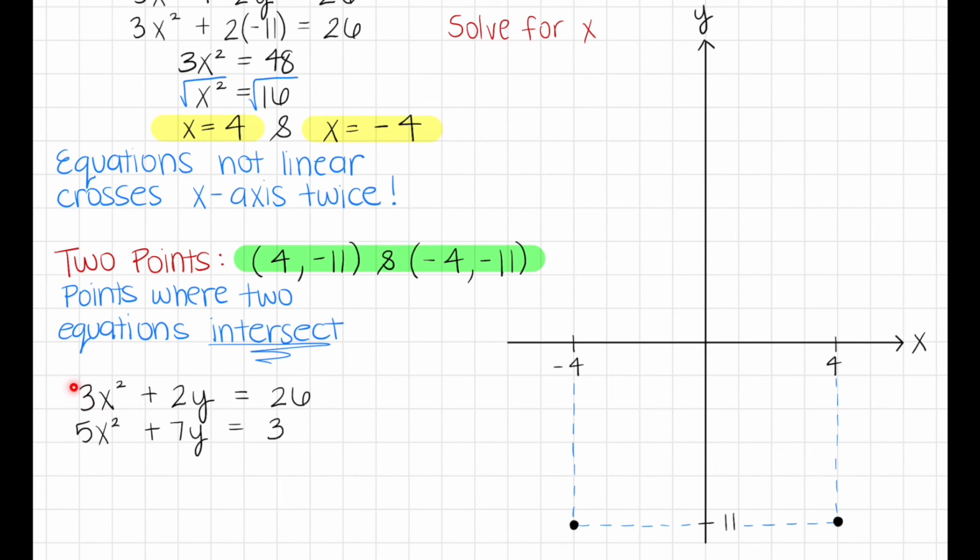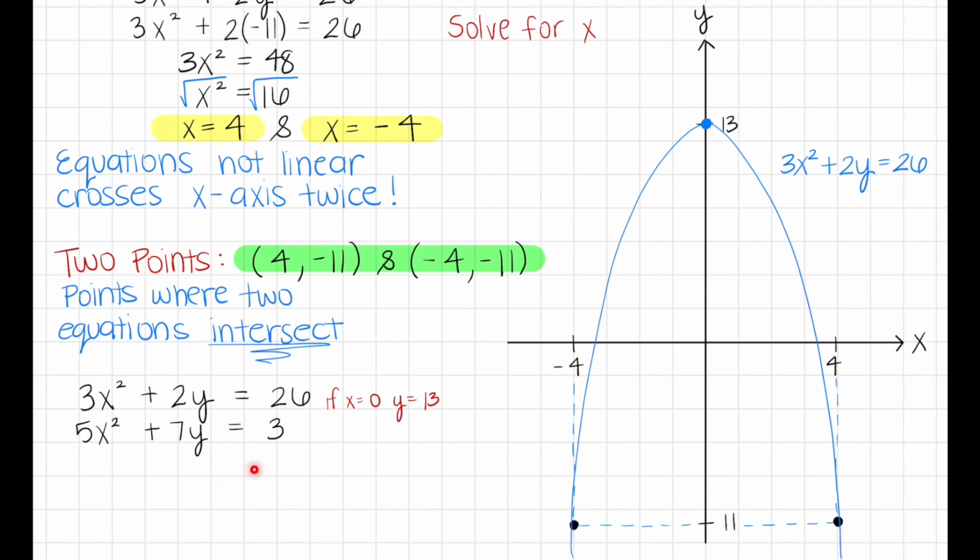And let's graph that first equation, 3x squared plus 2y equals 26. At x equals 0, y equals 13. So we'll plot that point at 0, 13. And it's a parabola facing down that crosses through those 2 points. And now we can graph our 5x squared plus 7y equals 3. At x equals 0, y equals 3 over 7. So we can plot that point here. And again, it's a parabola that faces down that intersects through those 2 points that we found. And that's what it looks like.